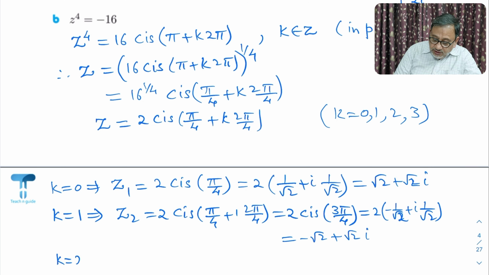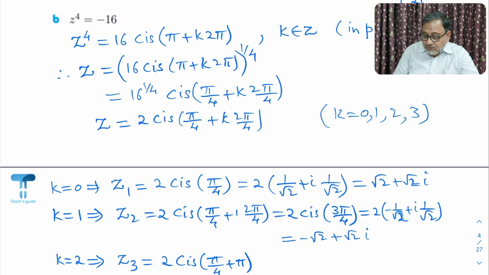Then for k equal to 2, I am going to get the third root. So 2 into cis, again this k I am going to replace by 2. So 2 times 4, 4π/4 will be π. So cis π/4 plus π. Now look here, according to the rules of polar form, you already know that the argument of polar form is between minus π and plus π.